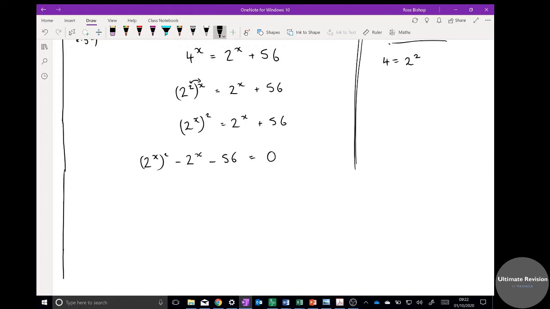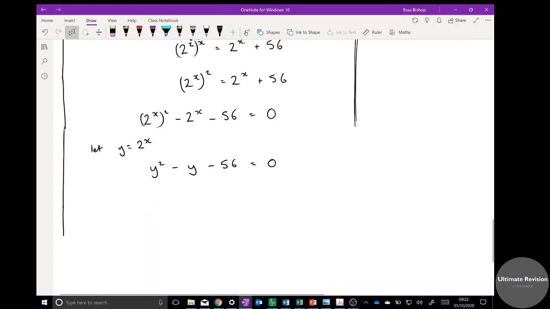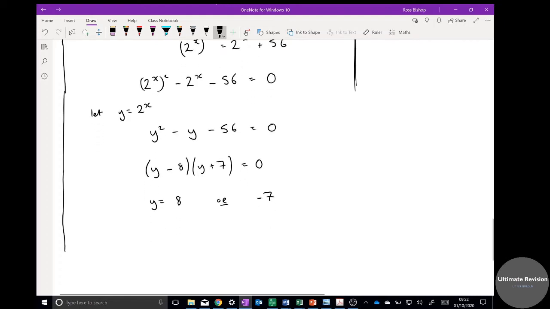Well, my substitution here, if I let y equal 2 to the x, well then I'm in a really good position, because wherever I see a 2 to the x, I put a y. So this is going to be y squared, that's just minus y, minus 56, equals 0. And I can factorise that as usual. Y, what's that going to be, minus 8, and then y plus 7 equals 0. So my two answers for y are 8 or negative 7.